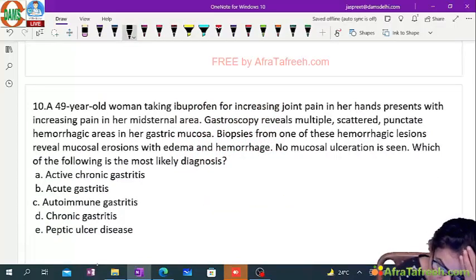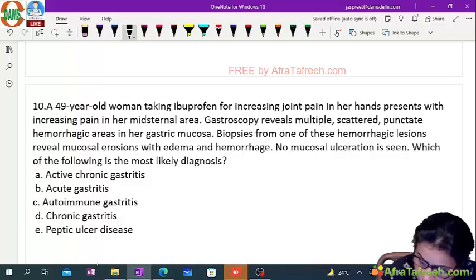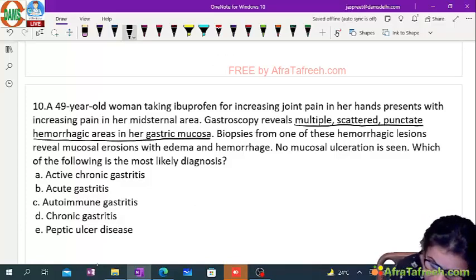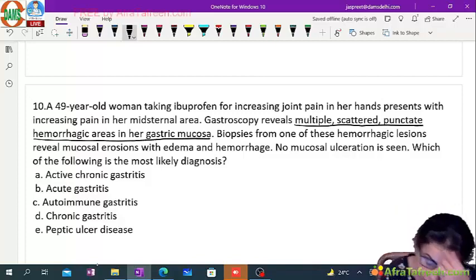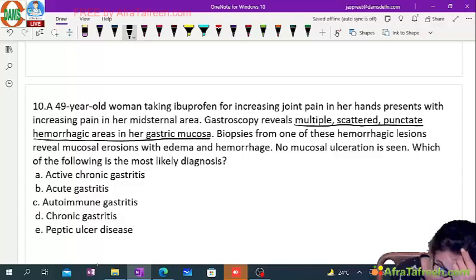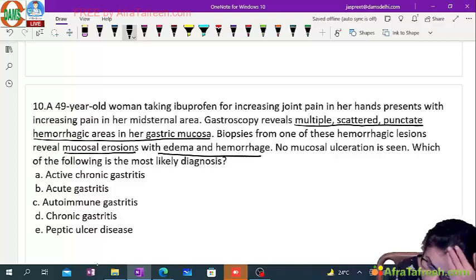A 49-year-old woman taking ibuprofen for increasing joint pain in her hands presents with increasing pain in her mid-sternal area. Gastroscopy shows multiple scattered punctate hemorrhagic areas in the gastric mucosa. Biopsy from one of the hemorrhagic lesions reveals mucosal erosions with edema and hemorrhage. No mucosal ulceration is seen. Which of the following is the most common diagnosis?